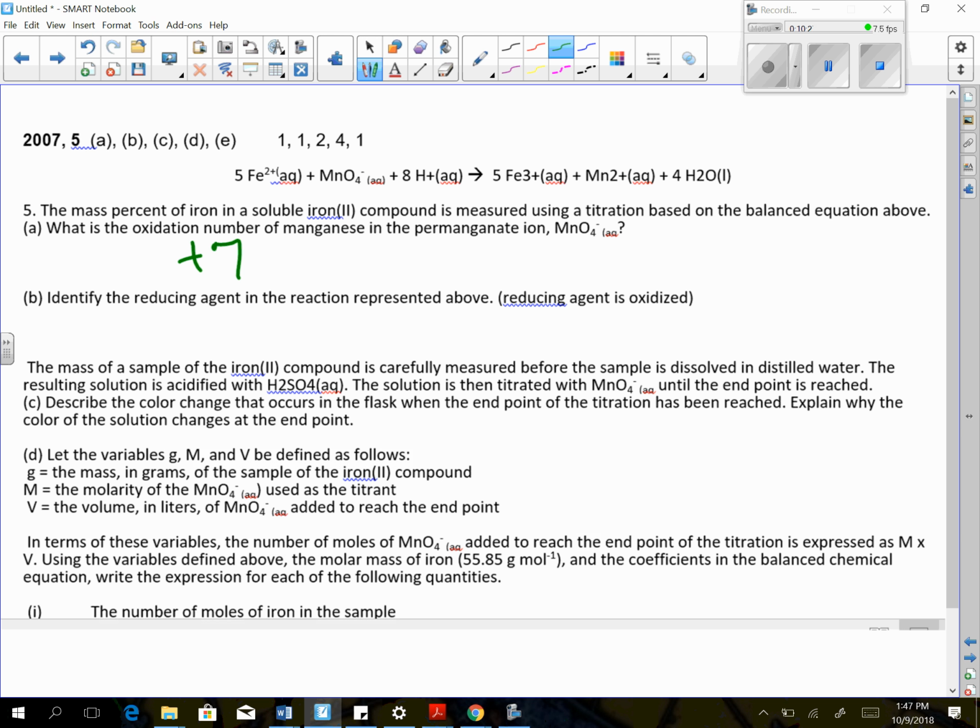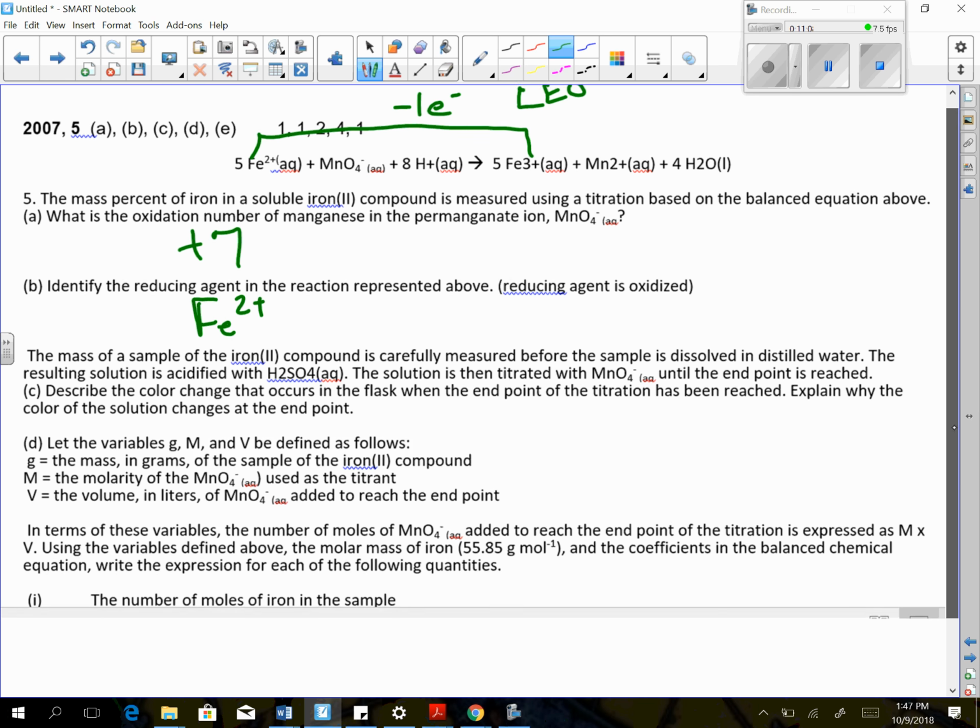So if we look at this, we'll start with the iron. The iron goes from a +2 to a +3. How does it do that? Yeah, it loses 1 electron. And if you lose electrons, that's oxidation. So I think we found it first shot. So our iron 2 is the thing that is being oxidized. And the thing that's oxidized is acting as our reducing agent. Okay.